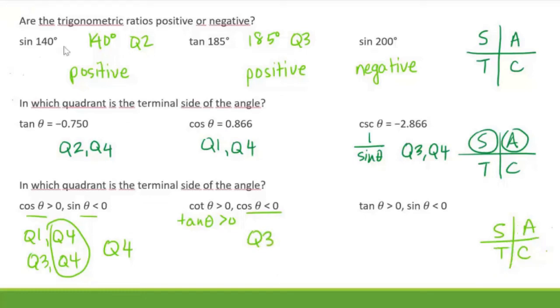And then finally, in this last example, we're told that the tangent is greater than 0. So we're in quadrant 1 or in quadrant 3. But that the sine is less than 0. So we must be, once again, in quadrant 3.